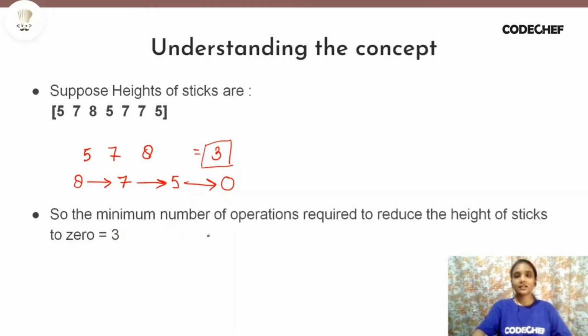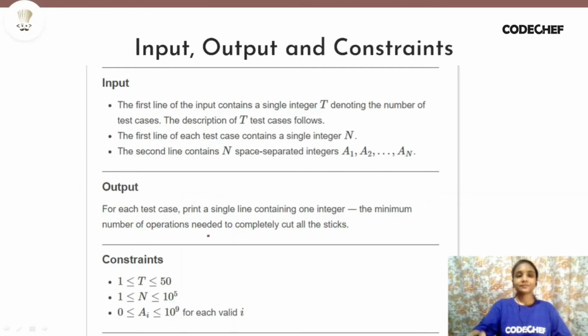Now let us see the input, outputs and constraints. So the first line of input is the number of test cases, then the number of sticks, that is n, and we are given space separated integers which contain the height of the sticks. Then for output we need to print the minimum number of operations needed to completely cut all the sticks and reduce the height to 0.